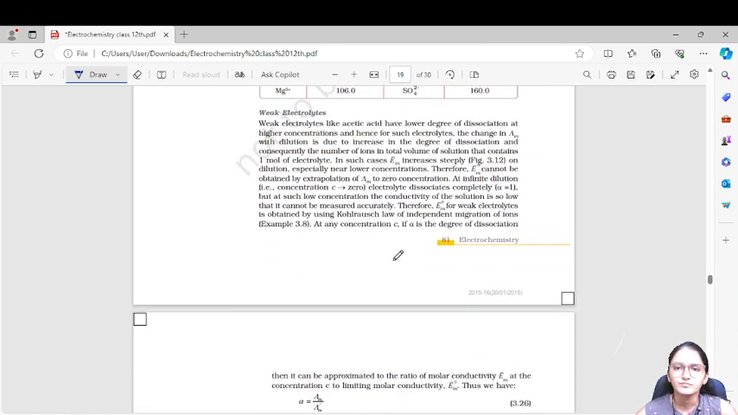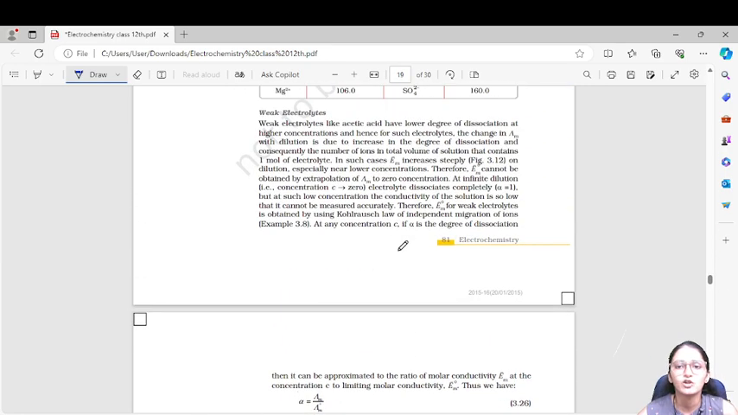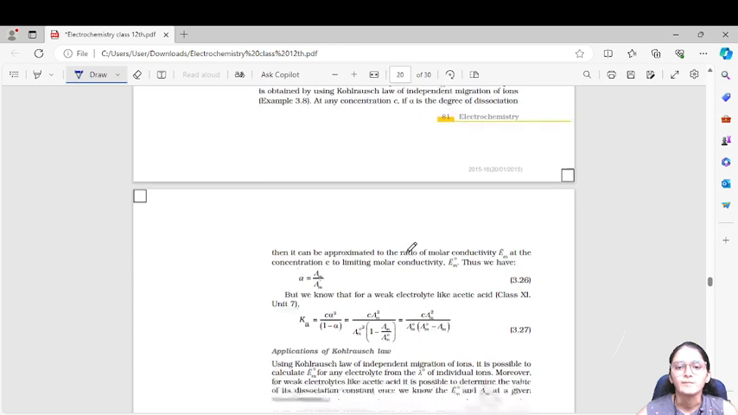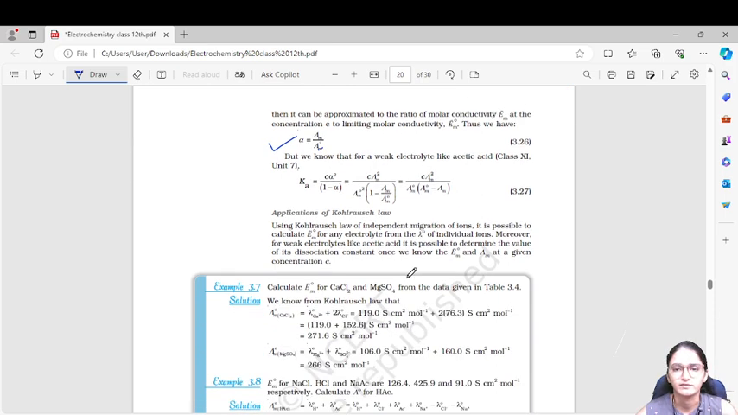Okay, next, weak electrolytes. Weak electrolytes are the electrolytes which do not dissociate completely, and based on that we have this equation, that is the degree of dissociation. From this we know to what extent they will dissociate. What is the equation? Alpha is equal to lambda m by lambda naught m. Lambda m is the molar conductivity, lambda naught m is the limiting molar conductivity.